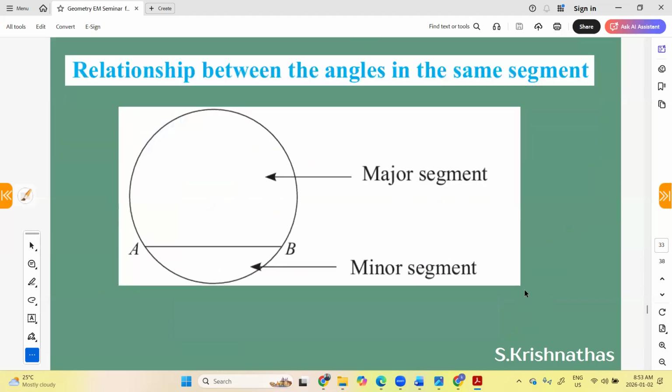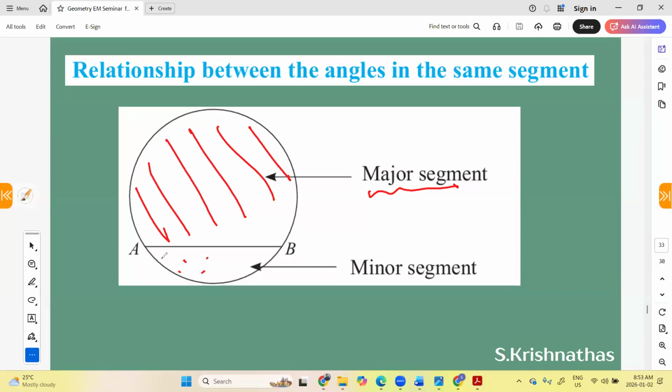One more thing: the relationship between the angles in the same segment. This is the major segment. The shaded one is the major segment. The dotted one is the minor segment. Okay, major segment, minor segment. Is it okay? Right. Next.